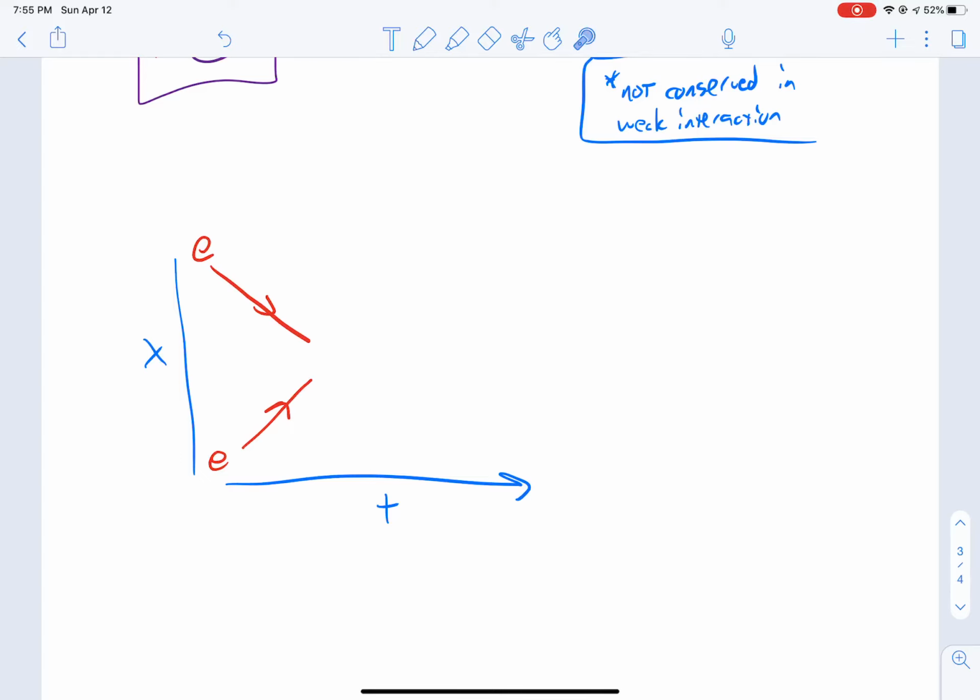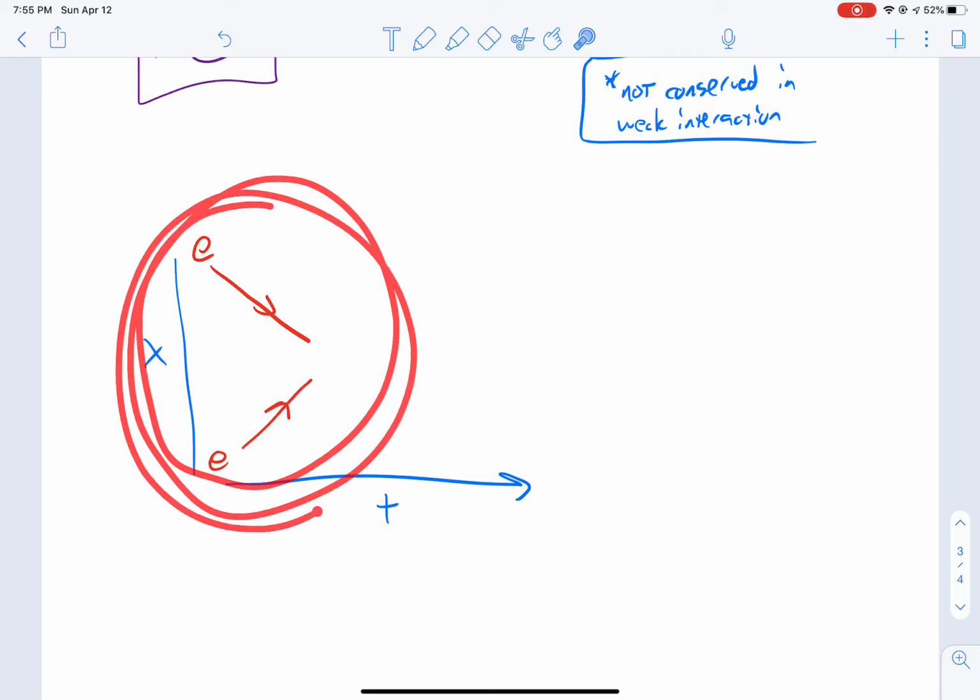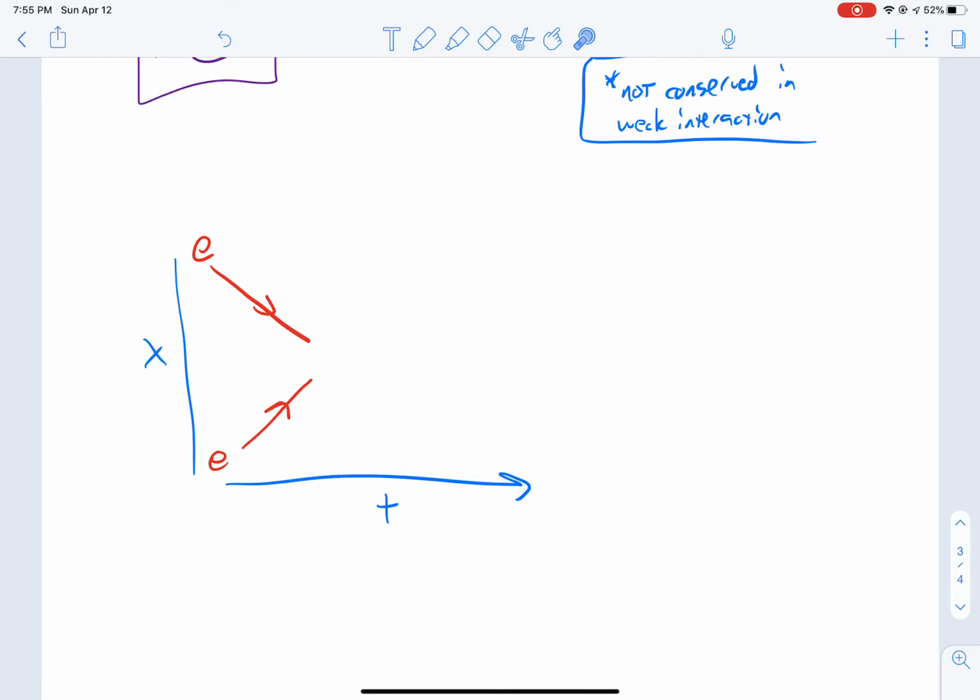Now, if you look at this picture, you'd think that the two electrons are approaching each other at an angle. That is not the case. The electrons are simply moving closer to each other. This x-axis is not a position vector. It is a time vector. In fact, I'm going to back up a little bit here.